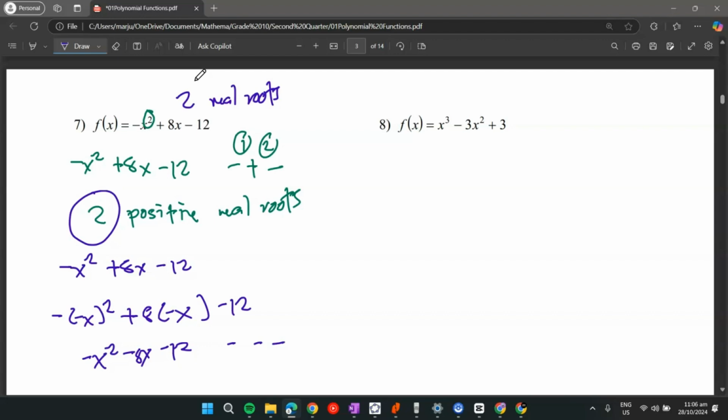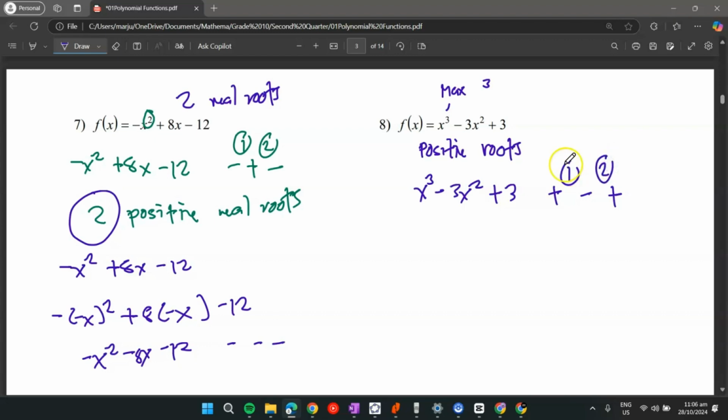What about number 3? So again, let's look for the positive roots. And then again, remember, again, the maximum is 3. Alright, max is 3. So we're gonna do x cubed minus 3x squared plus 3. So I have positive, I have negative, I have positive. So I have 1, and then I have 2. So I have 2 positive roots.